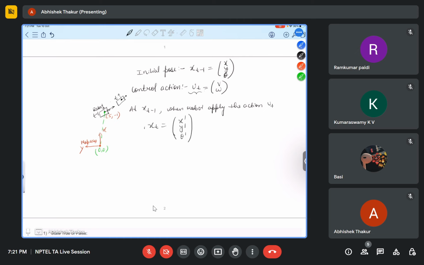This control action u_t is determined based on various factors. u_t can be determined based on the waypoint trajectory, let's suppose a predefined waypoint for a robot is given, or the occupancy grid map, which you can also use to navigate in the free space.